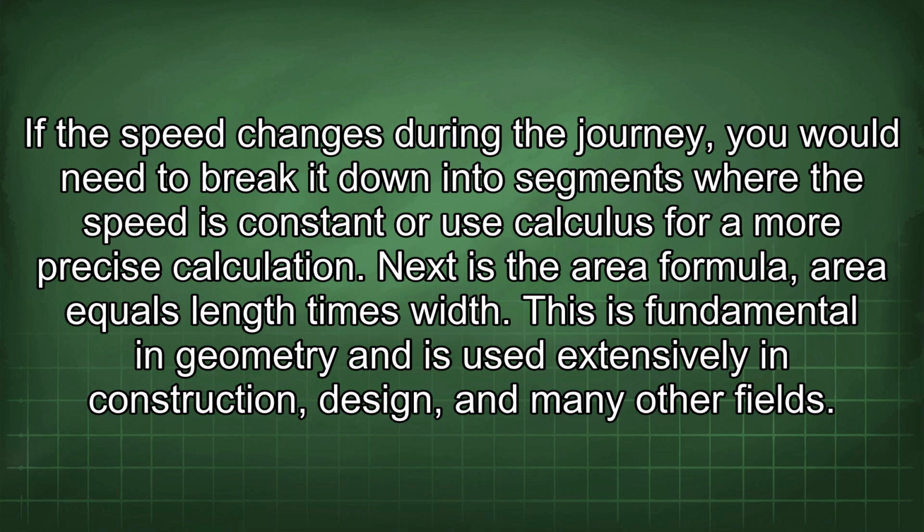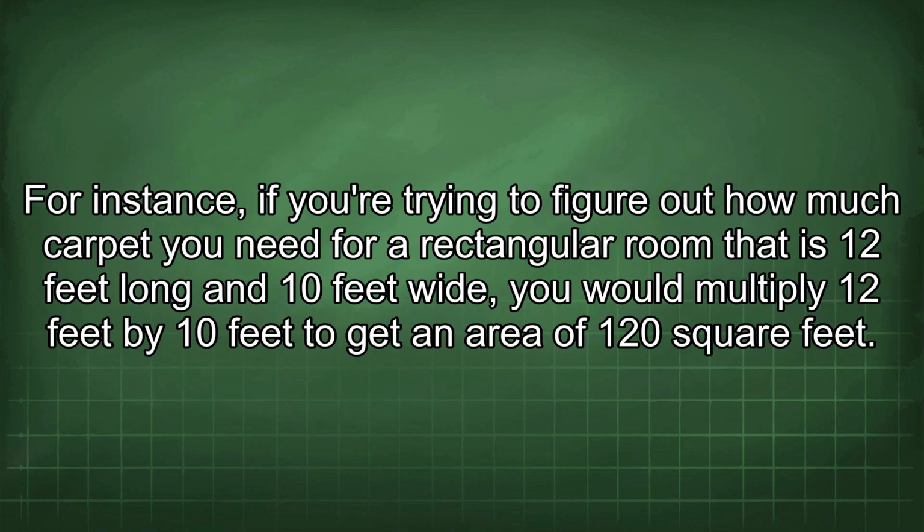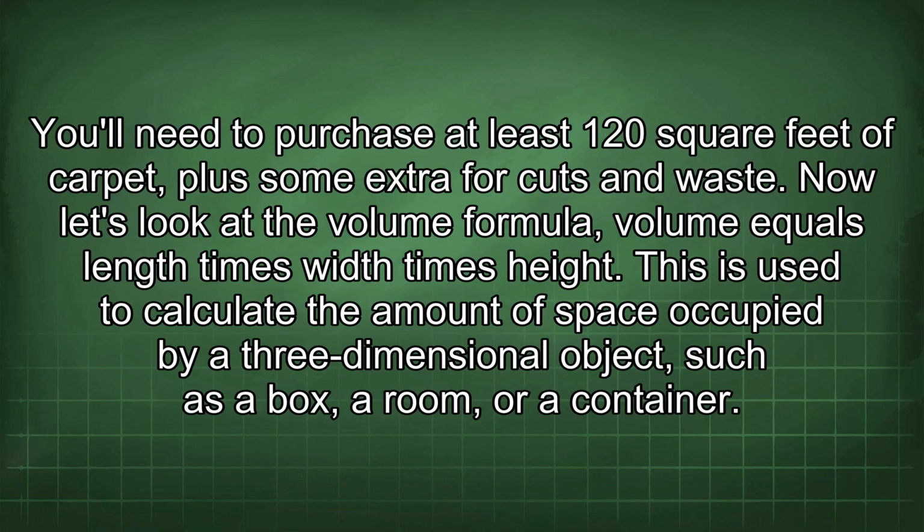Next is the area formula, area equals length times width. This is fundamental in geometry and is used extensively in construction, design, and many other fields. For instance, if you're trying to figure out how much carpet you need for a rectangular room that is 12 feet long and 10 feet wide, you would multiply 12 feet by 10 feet to get an area of 120 square feet. You'll need to purchase at least 120 square feet of carpet, plus some extra for cuts and waste.